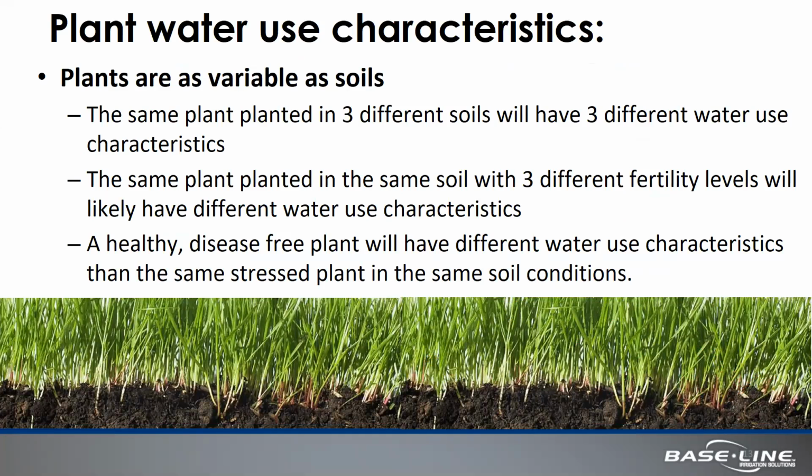Moving beyond the soil to plant water use characteristics, plants are as variable as soils. So the same plant planted in 3 different soils will have 3 different water use characteristics. If we look at the same plant planted in the same soil with 3 different fertility levels, they'll likely have different water use characteristics. And a healthy disease-free plant will have different water use characteristics than the same stressed plant in the same soil conditions.